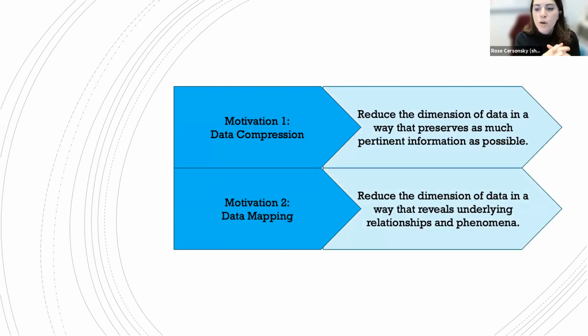So specifically, we're looking at reducing the dimension of data in a way that preserves as much pertinent information as possible, or reducing the dimension of data in a way that reveals underlying relationships or phenomena. So these are 2 very different things that usually fall under the umbrella of dimensionality reduction. Either we're reducing the dimension for complexity and computational sake, or reducing the dimension for interpretability sake. And when you think about what sort of dimensionality reduction technique you're looking for, you have to think about these questions. Am I trying to just save on time, or am I actually trying to understand underlying manifolds in my data?